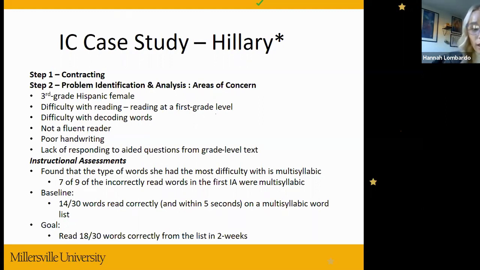I did a couple of IAs with Hillary. We found that she had the most difficulty with multisyllabic words. The first IA, 7 out of 9 of her incorrectly read words were multisyllabic. I took some baseline. She knew 14 out of 30 words on a multisyllabic reading word list. We made her goal for 2 weeks because the semester was concluding, so we had to move quickly on this one. So her goal after 2 weeks of intervention, we wanted her to increase 2 words each week, leading to 18 out of 30 words after 2 weeks.